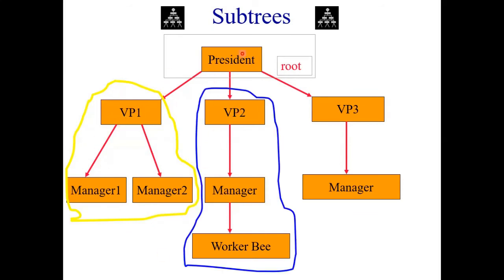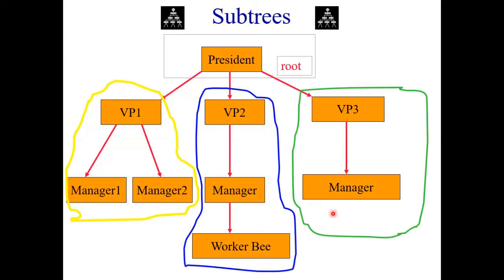Next, what is the second subtree? The VP2 branch. This branch is also a subtree, and this is again a tree. And the third one is the VP3 branch. Again it is a subtree. So the president, the root node, has how many subtrees? Three subtrees.